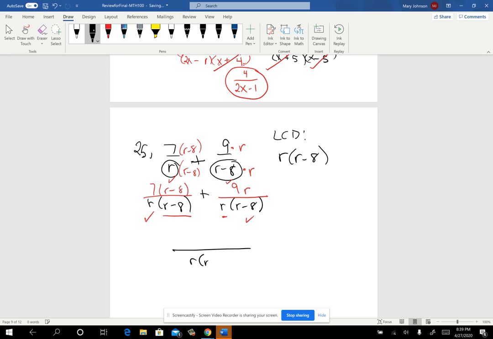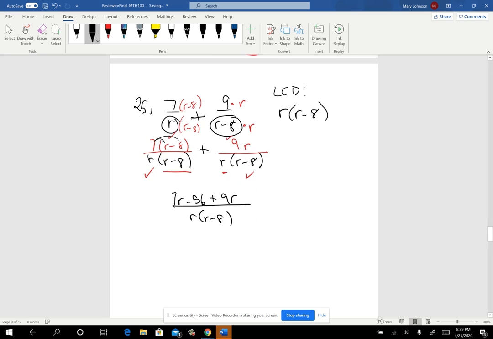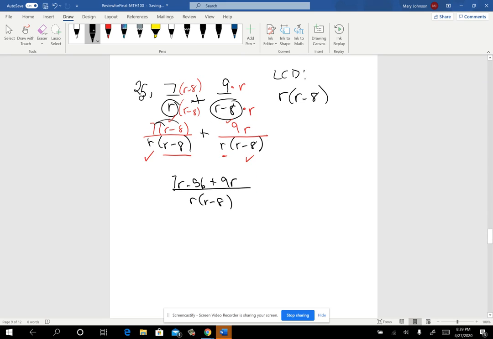Okay. So once we do that, we now have a common denominator. So we can rewrite this as a single fraction. So this will be 7r minus 56 plus 9r. I went ahead and distributed the 7, if that's okay. All right, now the 7r and the 9r can be combined. So that's 16r minus 56. And then we have the r times r minus 8 in the denominator.